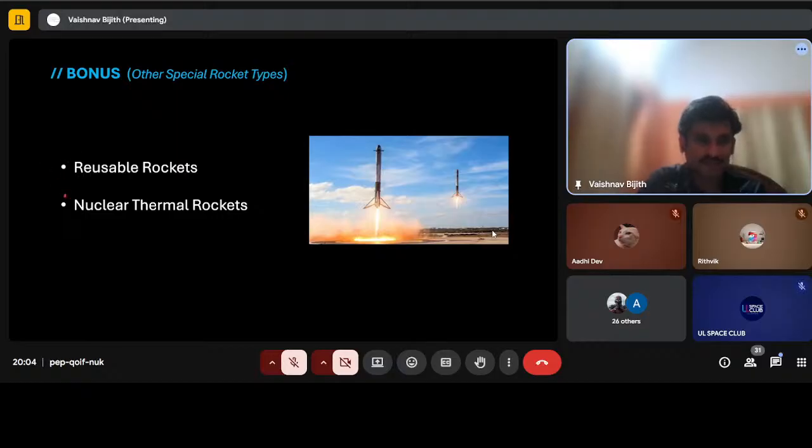And then there are nuclear thermal rockets, and as the name suggests, they use the energy from nuclear reactions, but it's just a concept. It's not practical with the technologies that we have now. It's just a simple concept only. It's still in development.